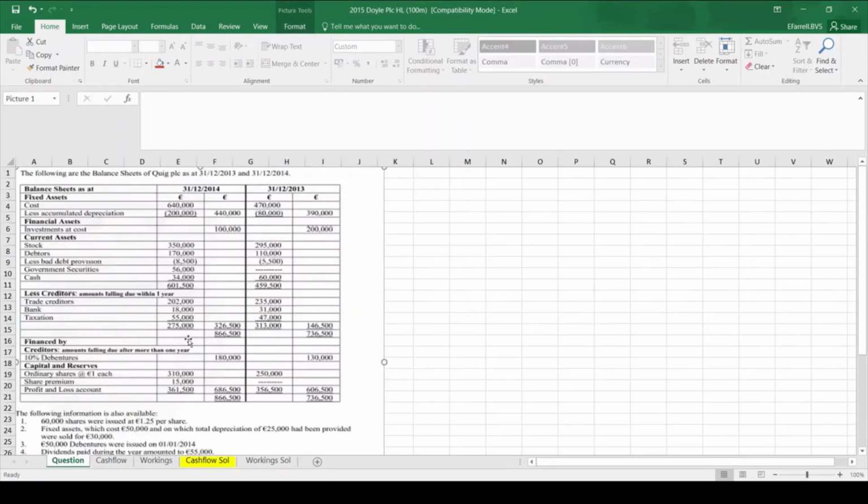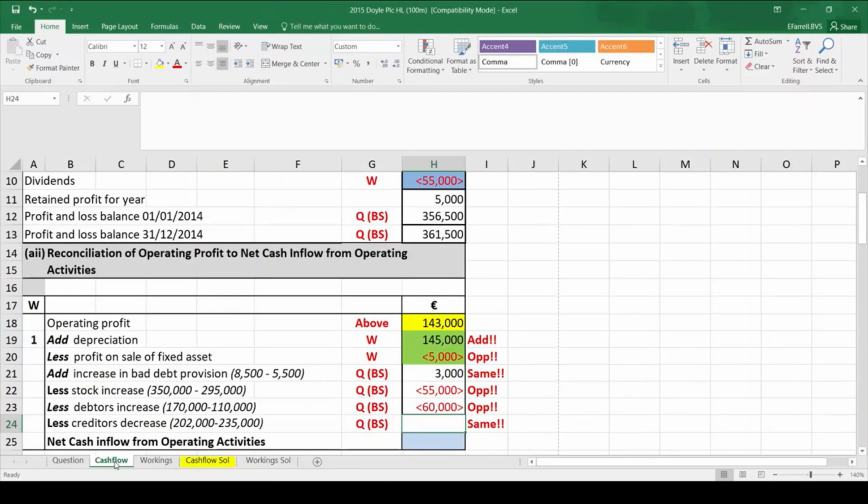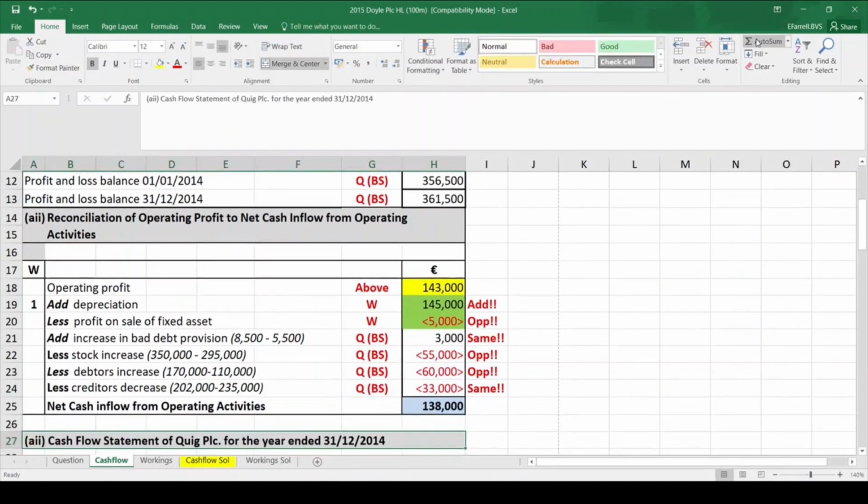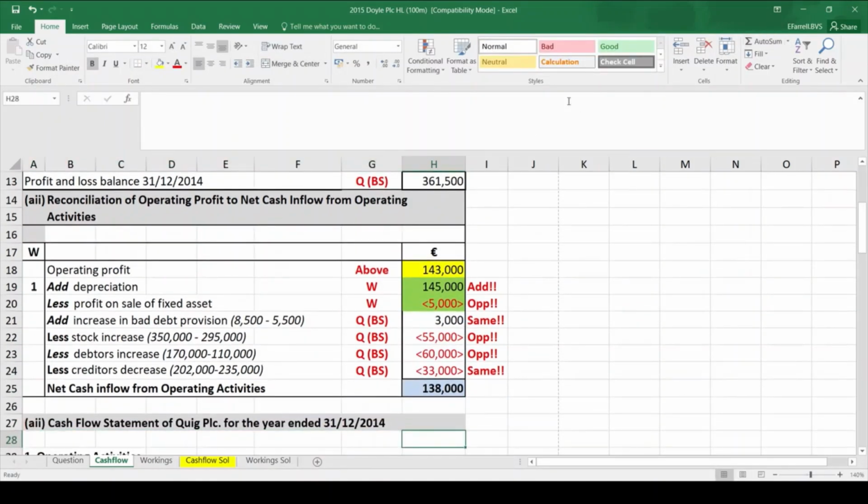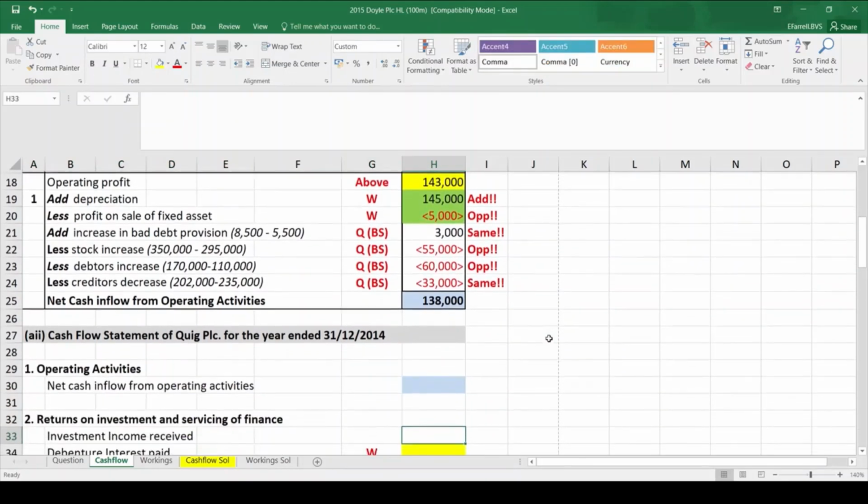Creditors here have gone from 235 to 202. They've gone down by 33,000. And if it's the same as what you think, if it goes down, it's going to be a minus 33,000. So now I'm just going to add those, and they come to 138,000. And there's nothing really else that should come up in there, hopefully.